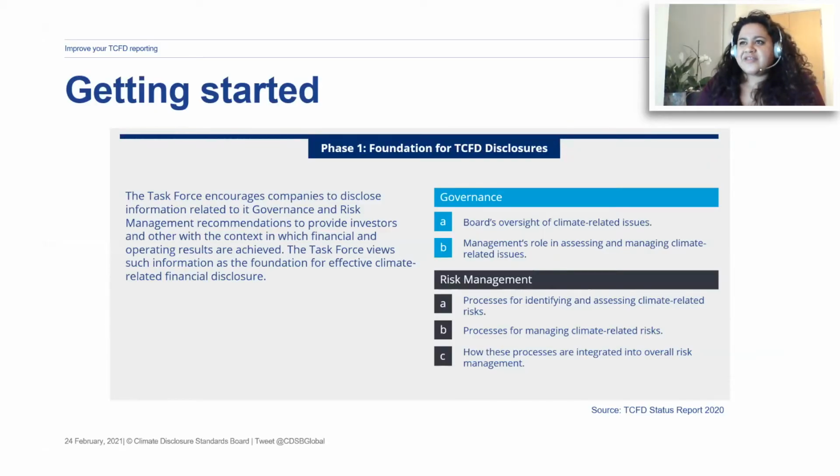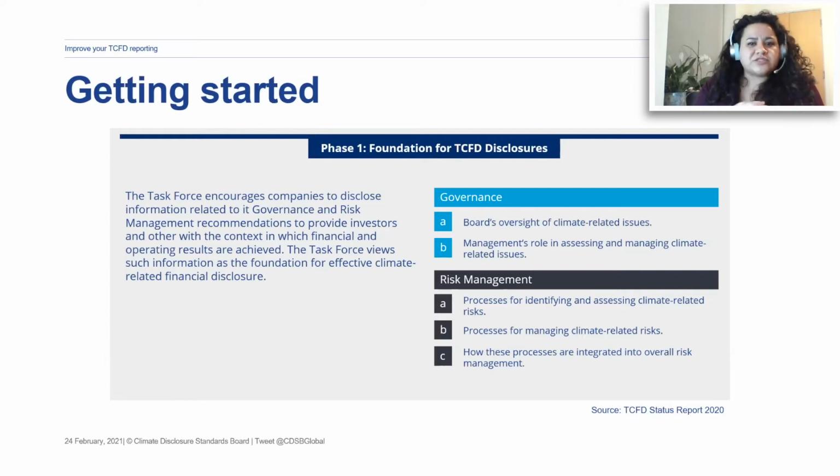But if you do decide to disclose most of the information in a separate report, we want to make sure that you are properly signposting and cross-referencing the information so that the reader knows where to look. And I've got a few examples in this slide deck to demonstrate how companies are doing that. So to start off with, the TCFD have demonstrated what they think is the foundation for TCFD disclosures.